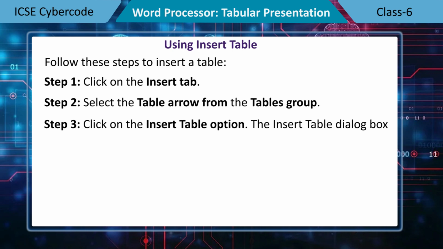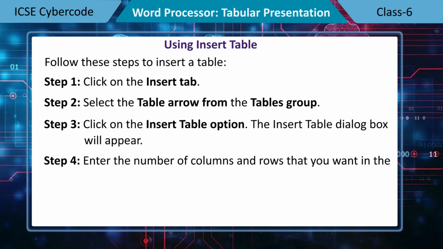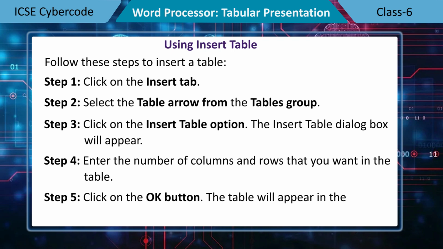The Insert Table dialog box will appear. Step 4. Enter the number of columns and rows that you want in the table. Step 5. Click on the OK button. The table will appear in the document.